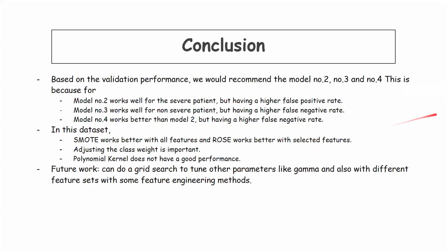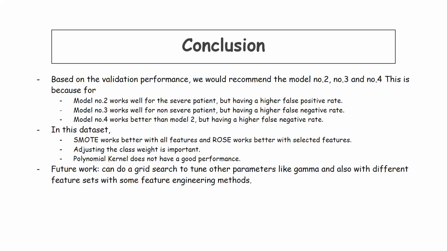All right, so based on the validation performance, we would recommend models number 2, 3, and 4. Model number 2 works well for the severe patient but has a higher false positive rate. Model number 3 works well for the non-severe patient but has a higher false negative rate. And model number 4 works better than model 2, but has a higher false negative rate. So for this data set, SMOTE works better with all features and ROSE works better with the selected features.